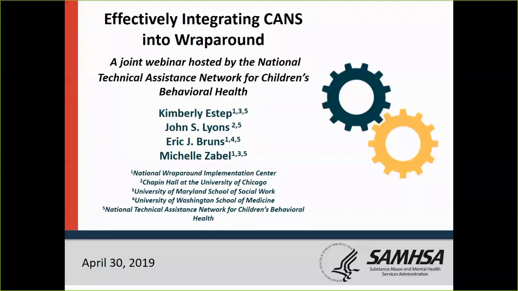So as a reminder of why we're even here, we know that wraparound is really the most common practice for care coordination in the country. And we know that at this point in time, CANS is the most widely used assessment tool in the public systems and growing by the day. So we wanted to make sure that we had the capacity for those folks who are implementing CANS and implementing wraparound to talk honestly about some of the nuances that I know we struggle with in implementation.